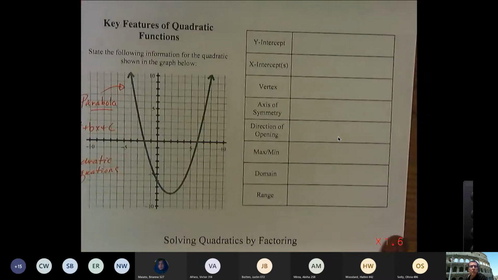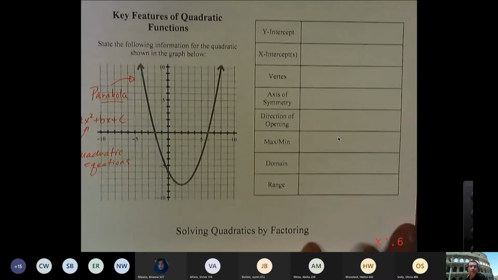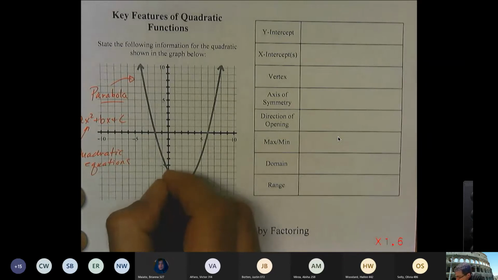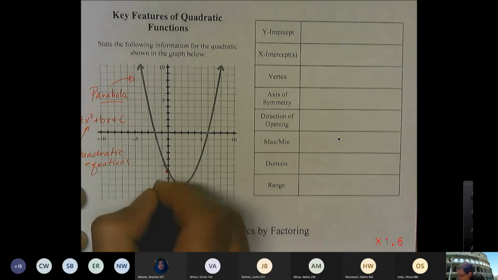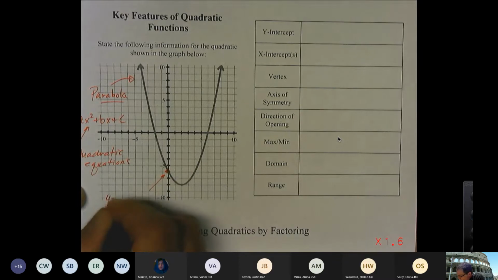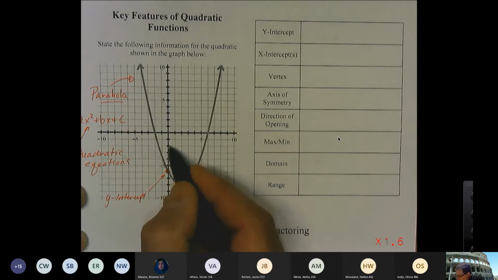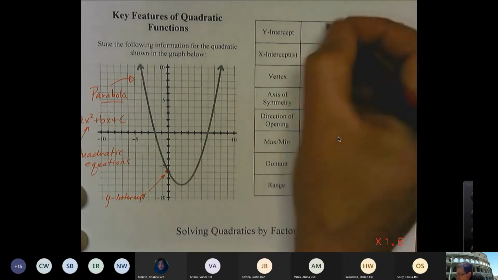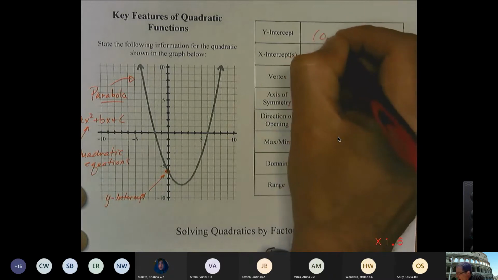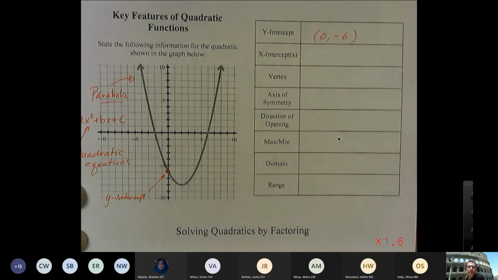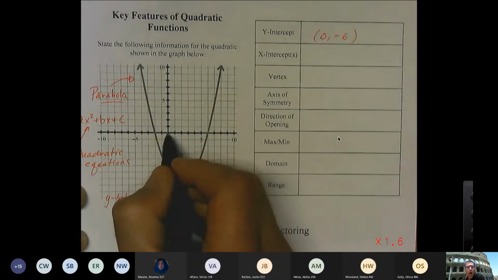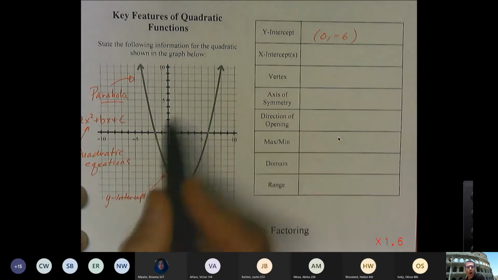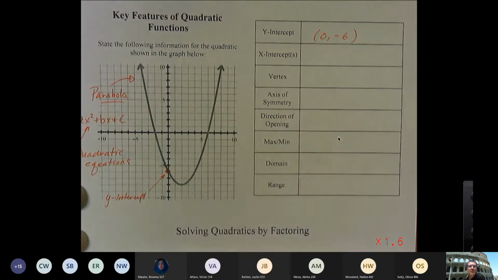Now, there's a couple of things that you learned in grade 10 that we really need to remember. Such things as, what is a y-intercept? Well, a y-intercept is where we cross the y-axis. So this is your y-intercept. And in this case, it's going to be -1, -2, -3, -4, -5, -6. So the y value is -6, and the x value is 0. Okay? So if I'm going to have a y-intercept, I have to be on the y-axis, which means that my x value has to be 0.